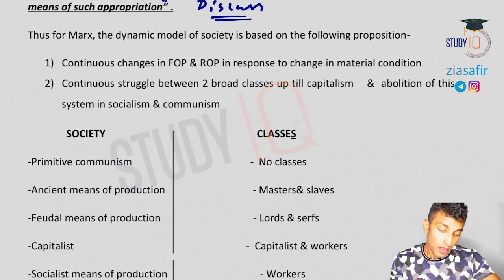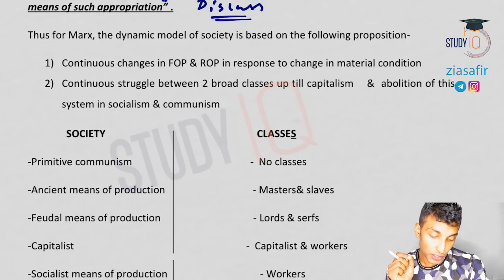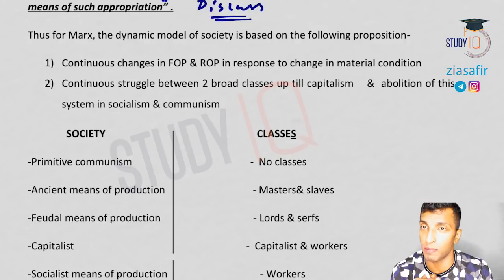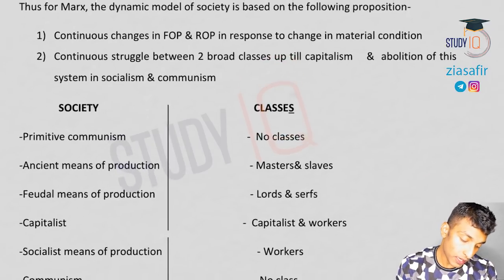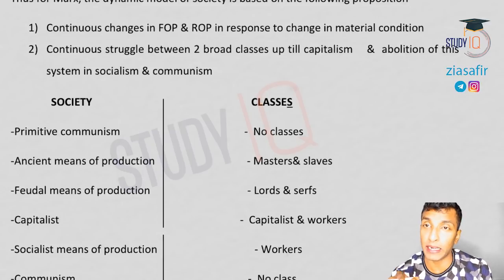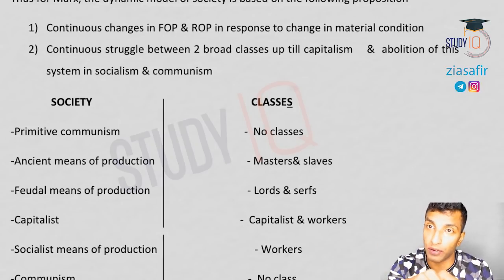Thus, for Marx, the dynamic model of society is based on the following propositions. This is our interpretation. Around 5 propositions are there. If you can understand these 5 propositions, it means that you understood Marx completely. First, continuous changes in forces of production and relations of production in response to the material condition. In response to the change in material condition, the forces of production, that is the tools, techniques, etc., required to produce will change. And when the forces change, the relations will also change.